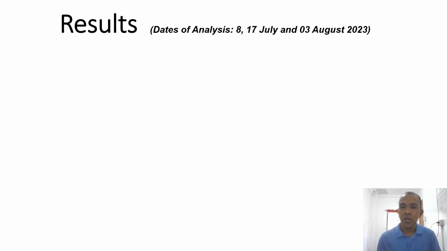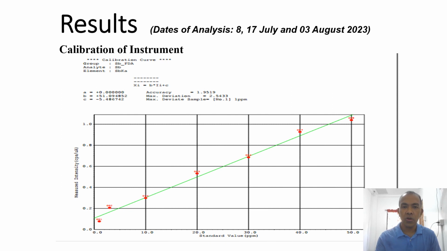When I analyzed on July 17, I immediately sent my progress report through email, and on August 3, my third analysis. I will explain later. First, on August, this is the calibration of the instrument. On July 17, I just prepared the sample and spike in ppb levels.